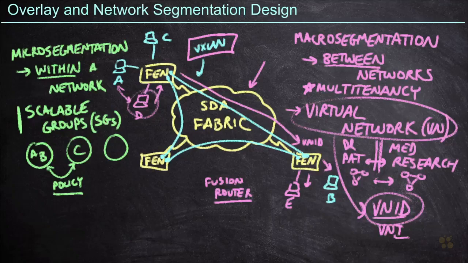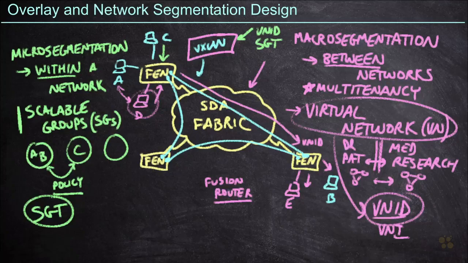When a packet arrives, let's say from host C onto the Fabric Edge node, it is going to get tagged not with a virtual network identifier, but this time with a scalable group tag, or SGT. That SGT is also embedded inside the VXLAN header. So now the VXLAN header is carrying not only a virtual network identifier, but also a scalable group tag. Now the Fabric Edge node can make decisions about forwarding based on that SGT.